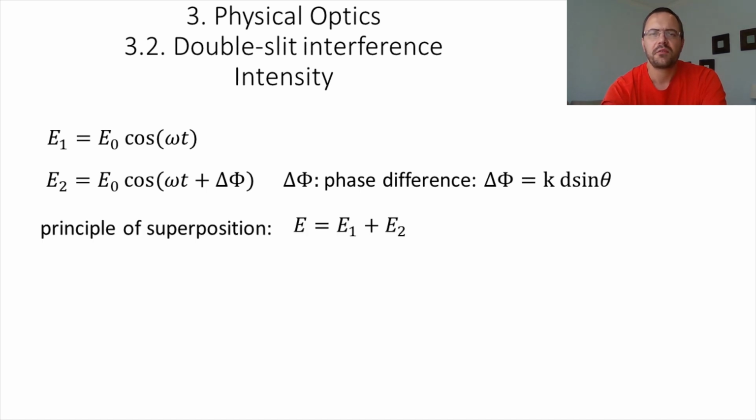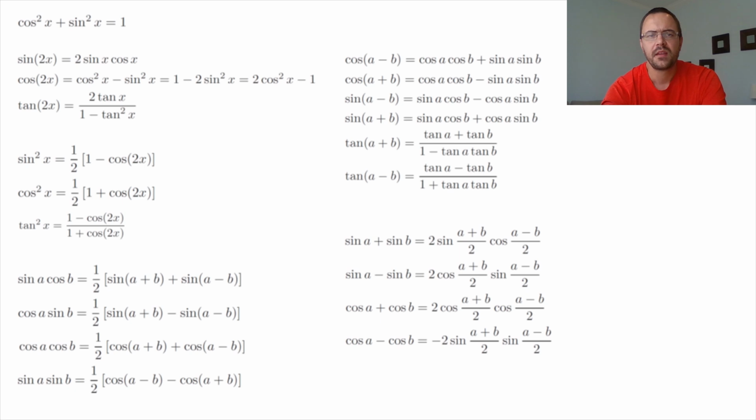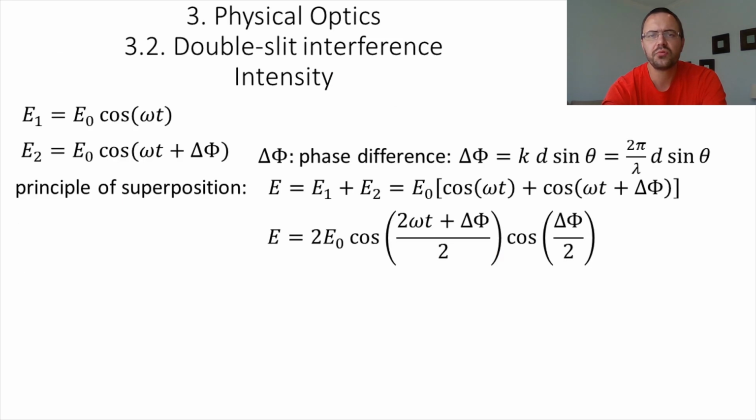Now we can use the principle of superposition and write that the electric field is equal to the sum of the two waves E1 and E2. And so it is E0 times cosine omega t plus cosine omega t plus delta phi. Now, once again, we're going to look for a trigonometric formula. And we have the sum of the two cosine functions here. So that is 2 cosine of the average times the cosine of the difference divided by 2. So we obtain 2 E0 cosine of (2 omega t plus delta phi) over 2, times cosine of delta phi over 2.